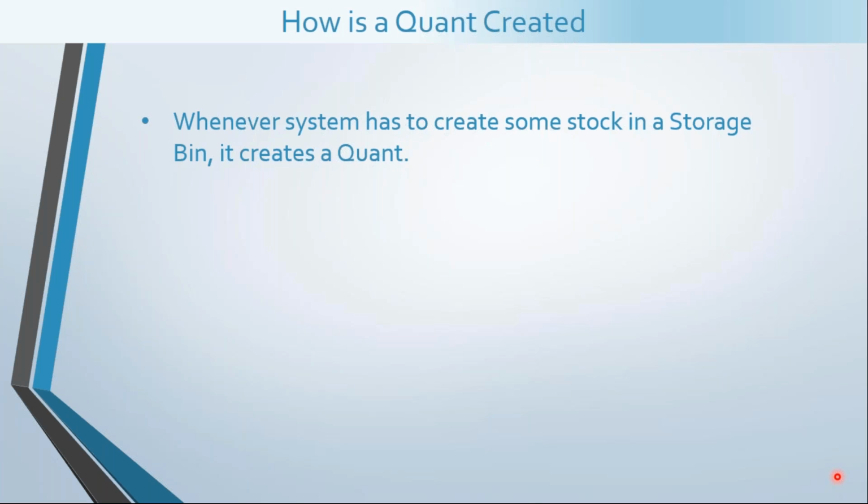So when we say we have to create the stock in storage bins, what do we actually do? We create quants, and then SAP records how many pieces of a particular material are there belonging to this quant. Okay, so in a bin we have the quant, and then quant knows what is the content of the quant. I mean, it knows what it contains.